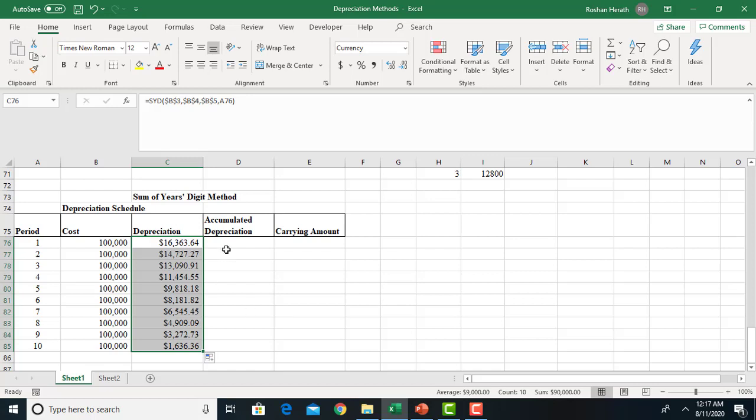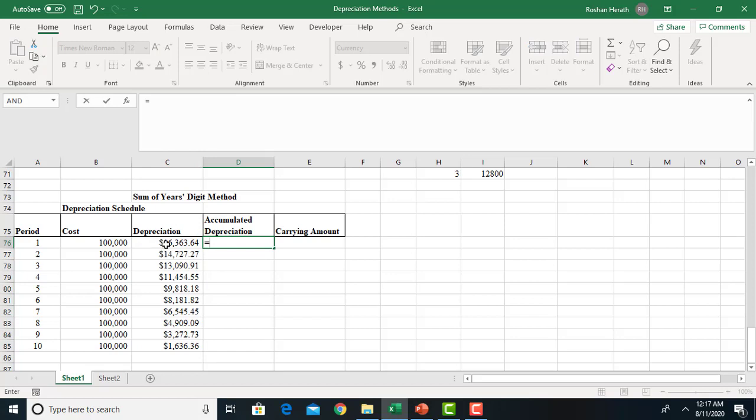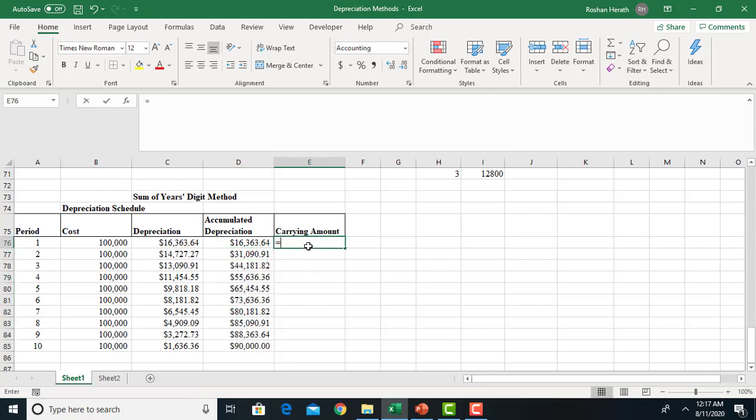Here you can take the accumulated depreciation as well. It's the depreciation in the first year. The second year, it is the previous year accumulated depreciation plus the current year depreciation. You may drag it down. Then the carrying amount, the cost minus the accumulated depreciation, must be there. So you can drag it, and you can see at the end the carrying amount had become equal to the residual value.